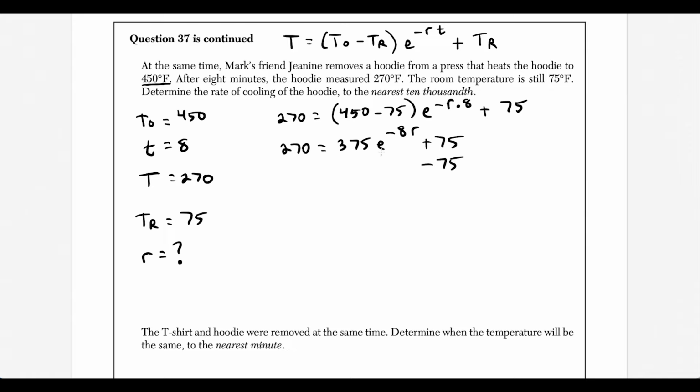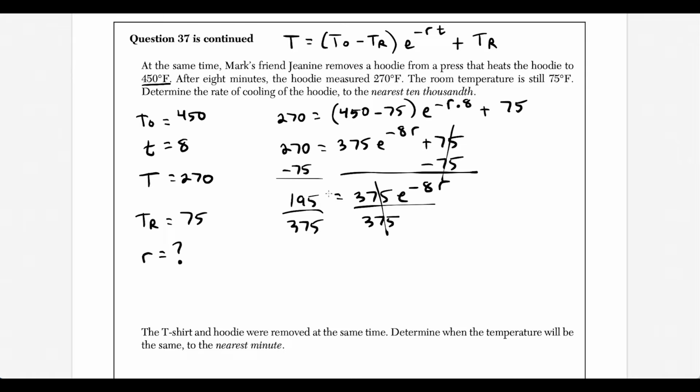We're going to have minus 75 on both sides. And from this point, though, they didn't say we have to solve this by hand. We could use a calculator at this step, but why not do the algebra? So what we have here, 270 minus 75 is going to be 195 equals 375 e to the negative 8r, and now we divide by 375. So from this step here, now we have 195 over 375 equals, and I'm going to leave a little space here, e to the negative 8r.